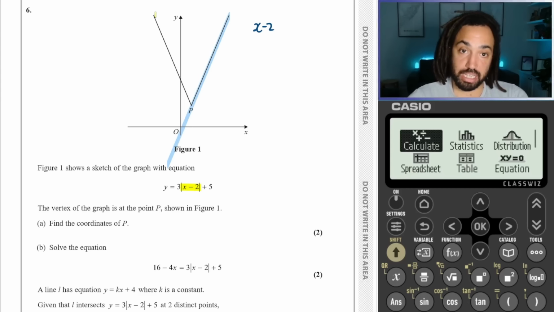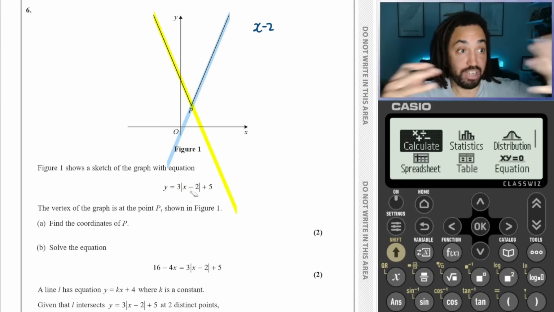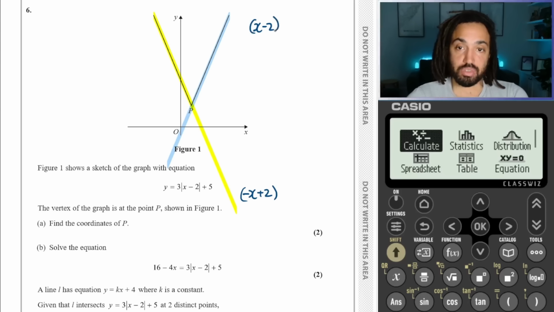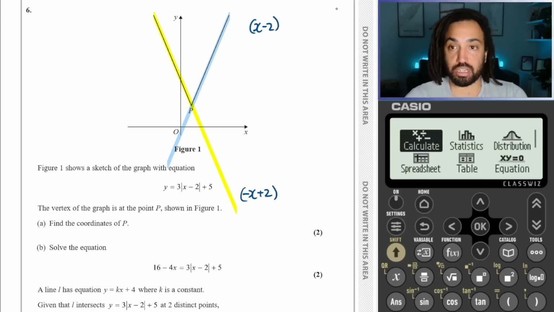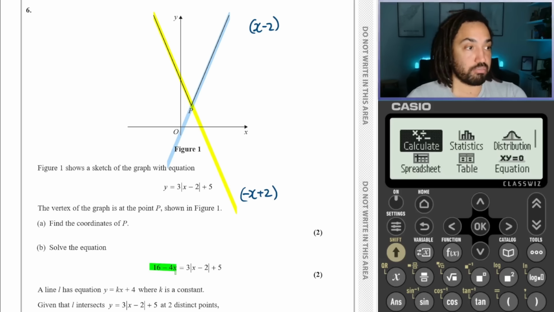Now this one here, I'll extend this one out as well. And that one is where the graph has been flipped. So in order to get that flipping, we have to make the modulus part negative. So you could do minus x plus 2 instead if you're solving the equation. Okay, so let's see how many times this line here crosses.